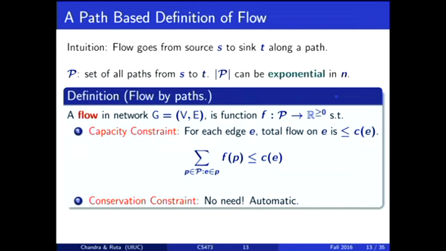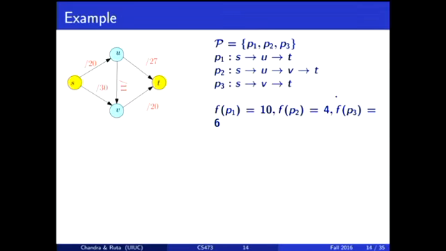It turns out that, so what is the value of the flow in this definition? It is natural to say I look at all the paths and sum up all the flows. That's the total flow I'm sending. That's the definition of the value of the flow. Here is an example.